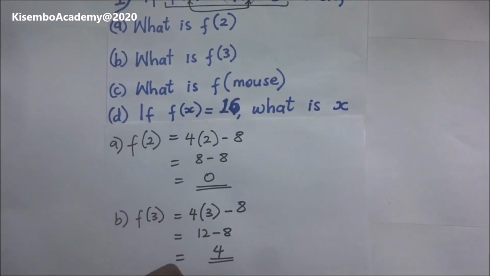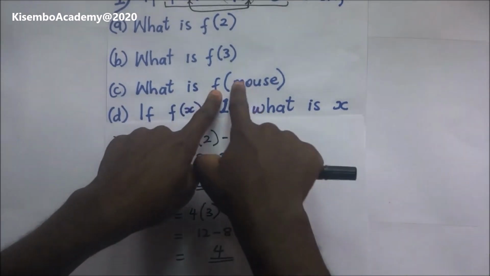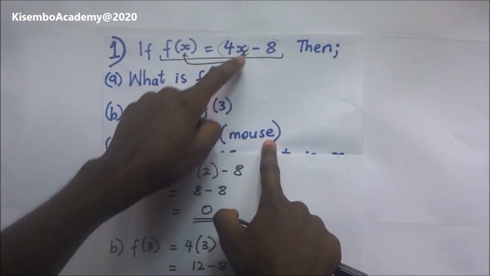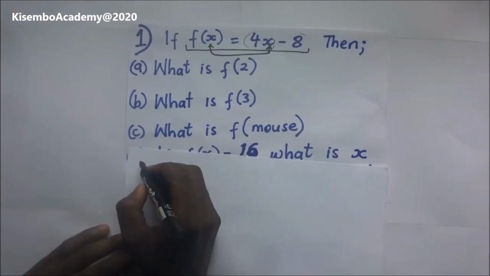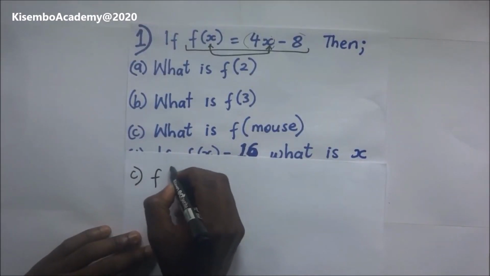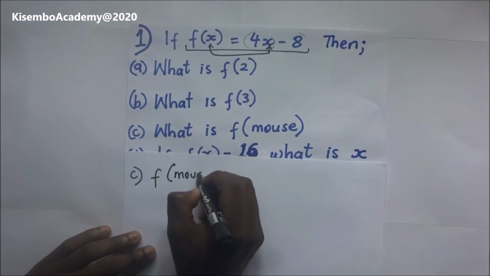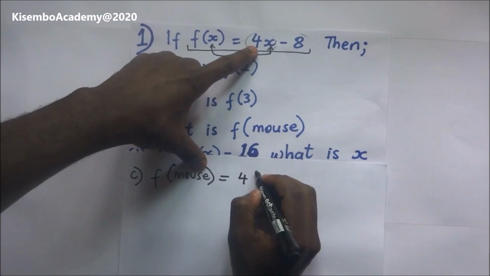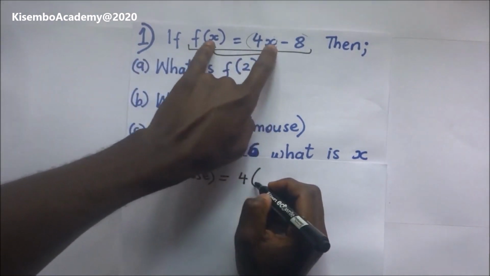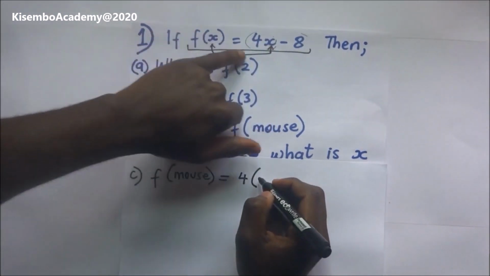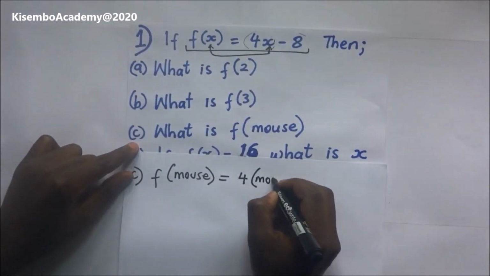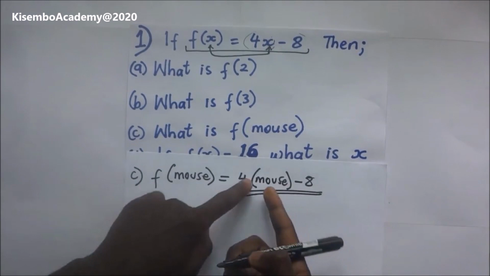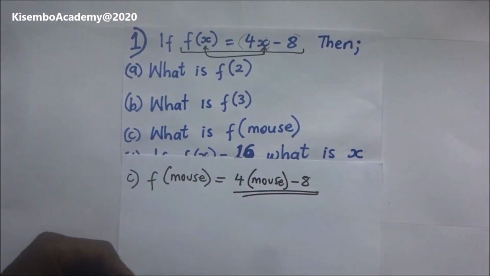Let's go to part C. Part C is what is the function where the value of x is mouse. So it means where there is x, we are simply going to put that word mouse. So part C, f of mouse is going to be equal to 4 into brackets. Now where there was x, there is mouse, so we shall put here the word mouse, minus 8. Mathematically we can't go beyond this, so that's the answer.